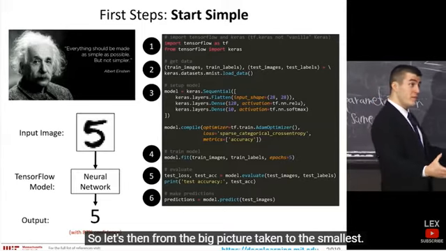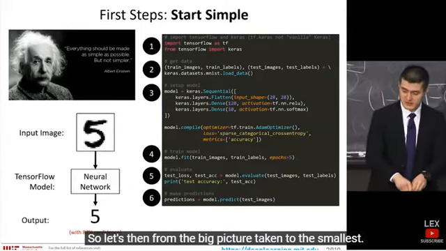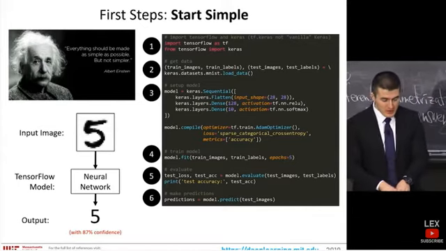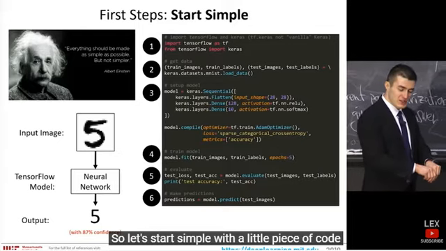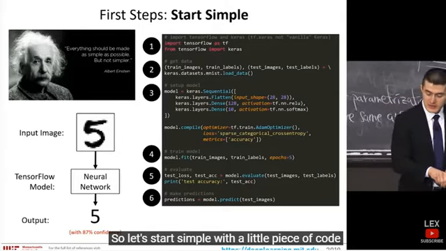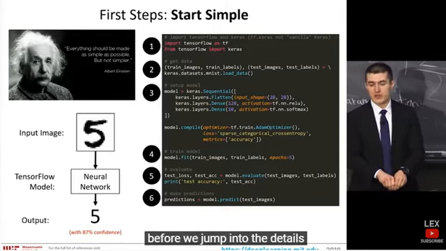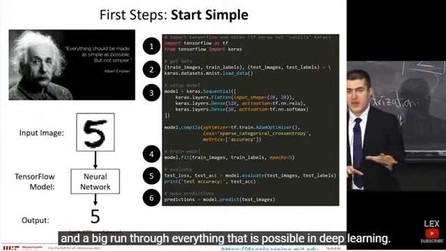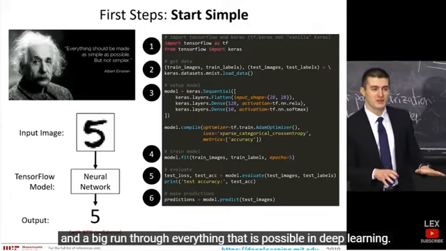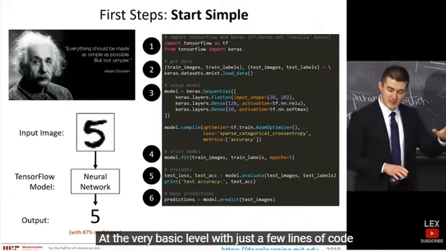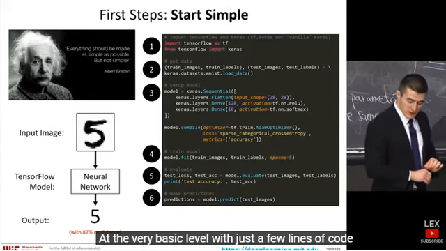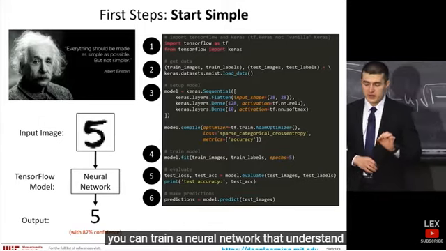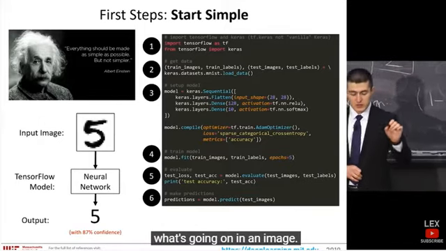So let's then, from the big picture, go into the smallest. Everything should be made as simple as possible. So let's start simple with a little piece of code before we jump into the details and a big run through everything that is possible in deep learning. At the very basic level, with just a few lines of code, really 6 here, 6 little pieces of code, you can train a neural network that understands what's going on in an image.